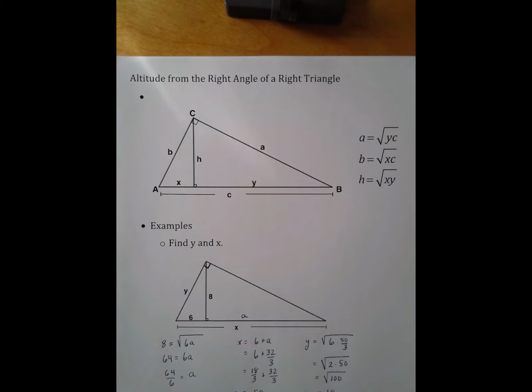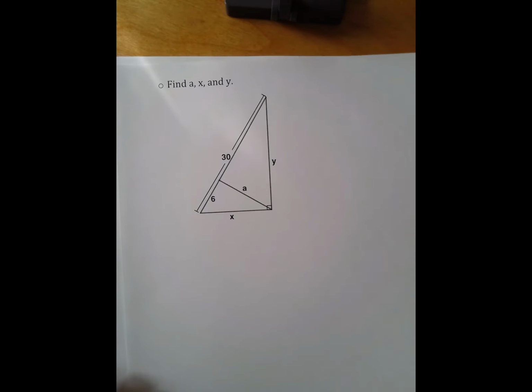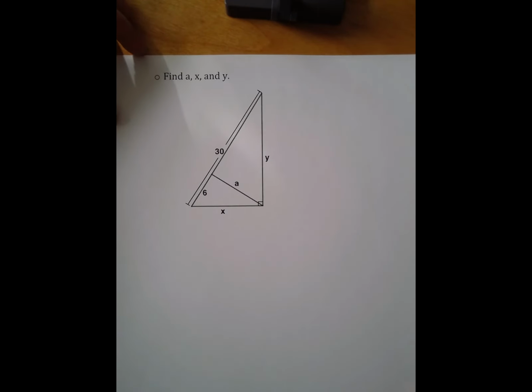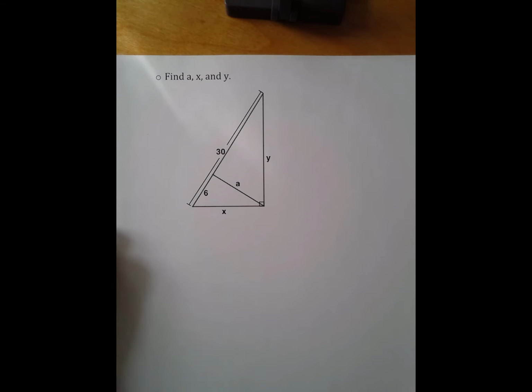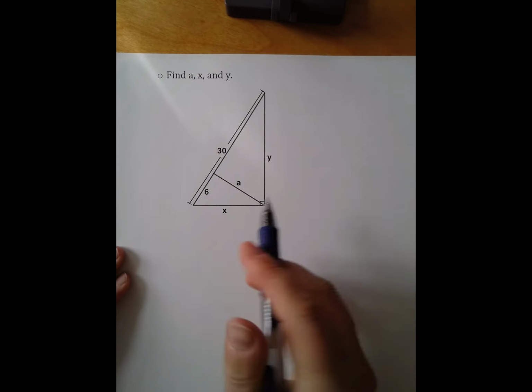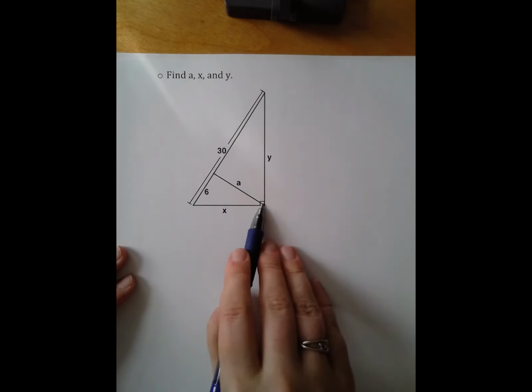My second example is the same idea, but my triangle is actually oriented in a slightly different way. It doesn't actually change what I'm going to do. It just means that I am looking at it from a slightly different angle. I'm going to find x first here.